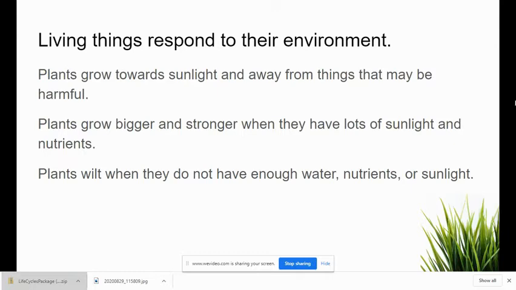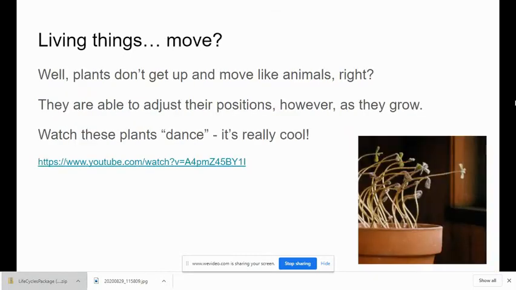Plants grow bigger and stronger when they have lots of sunlight and nutrients. They respond positively to a healthy environment. They wilt. Think of that word from Chrysanthemum. They start to kind of droop, and their color might change to a yellow or brown color if they don't have enough water or nutrients or sunlight. They change based on their environment.